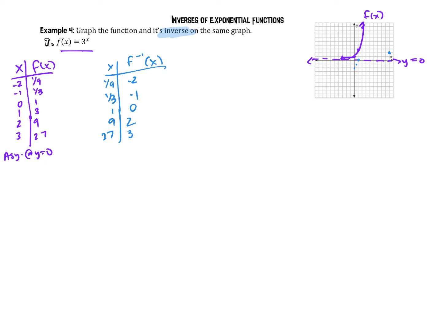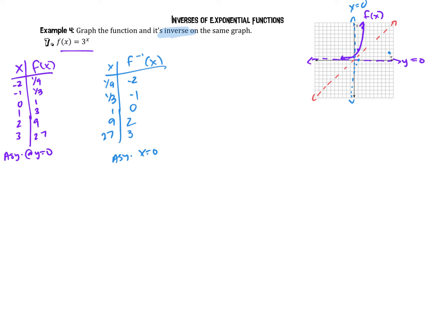Now, before you connect, remember that these two graphs should be symmetric about the line y equals x. So if I just sketch this going there, it's like I should be able to fold that graph. What that means is I'm going to have an asymptote for this graph as well, except instead of being at y equals 0, it's going to be at x equals 0.